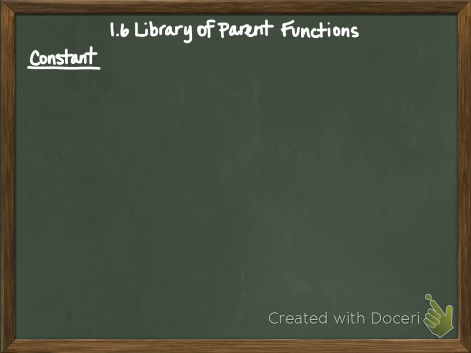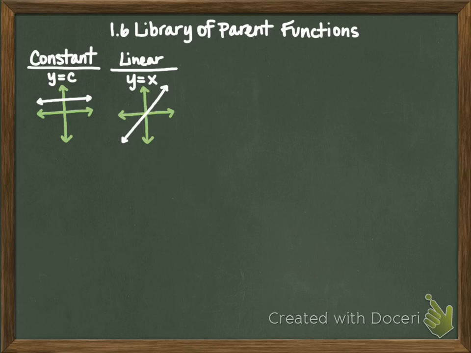So we're going to start with a constant function, which is just y equals some number. I have a c here. And the graph of a constant function is going to be a horizontal line. Next is linear, y equals x. This is the parent linear function, so it's going to be a line that goes diagonally through the coordinate plane, cutting through quadrant 1 and quadrant 3.